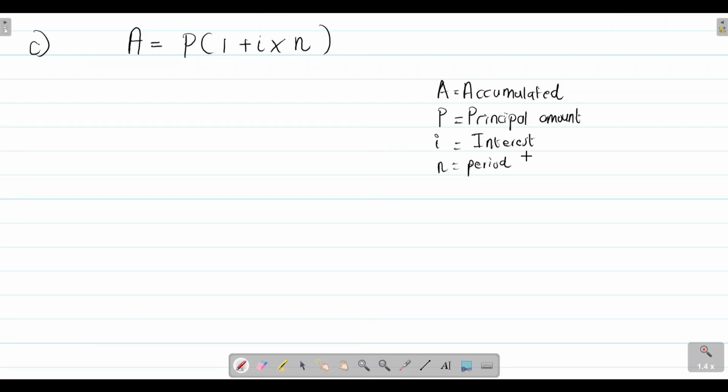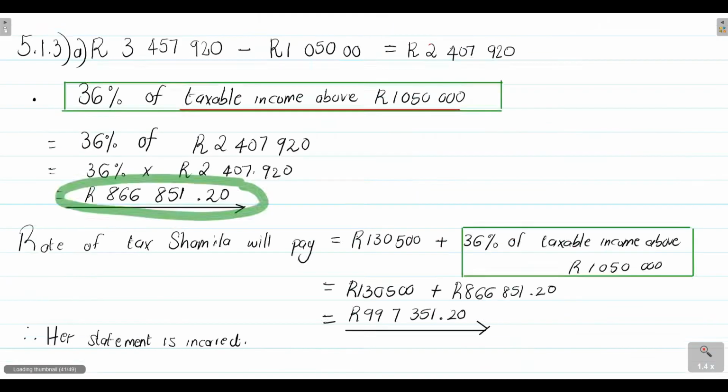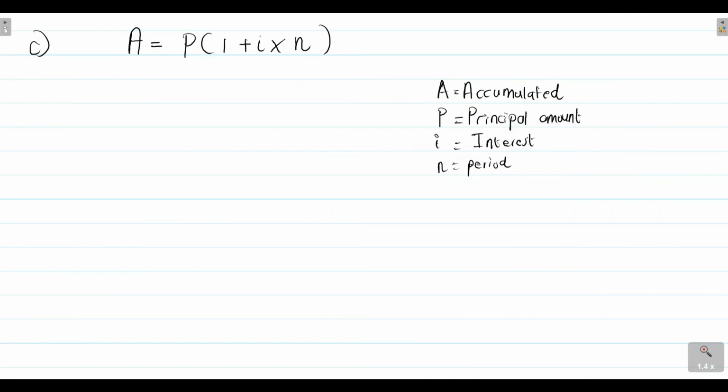Okay, so now let us find out what we have. What is the information that we were given in the question? Because we already calculated in question B how much Shariah is going to borrow, remember, we found out that Shariah is going to borrow 350,000 from her mother. So that is the principal amount that she is going to borrow from her mom. So our P in this case is equal to 350,000.